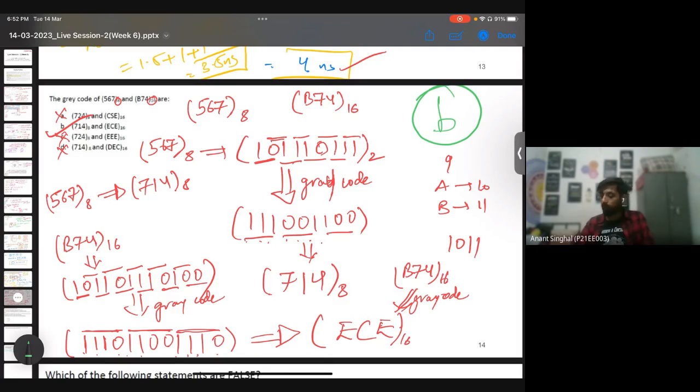I hope it is clear. We'll proceed in 5 minutes now. Till then, you can note down this solution.